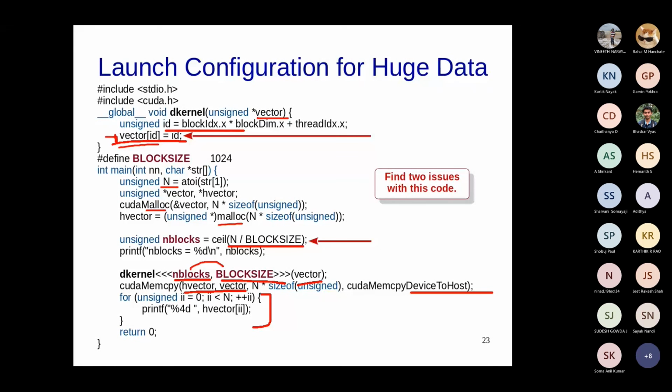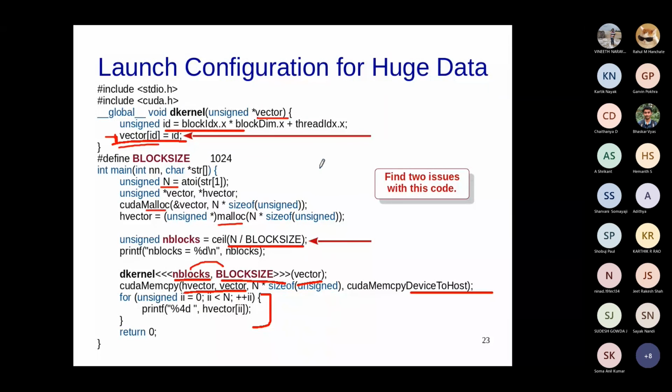Okay, so the other problem here is that N upon block size, right? So we would like to ceil it. This ceil function nicely does that, whatever number you give, it is going to round it up to the next integer. So that part seems to be okay. But note that N and block size both are integers, and if that is the case, that integer truncation is already going to happen before even ceil comes into the picture.